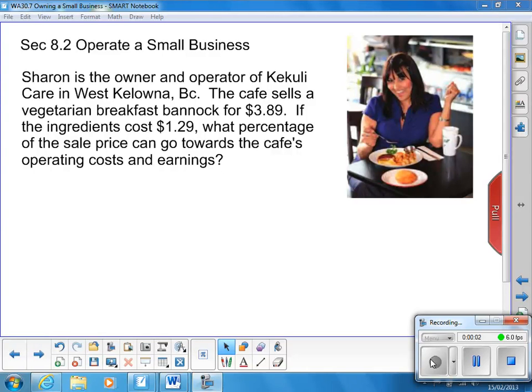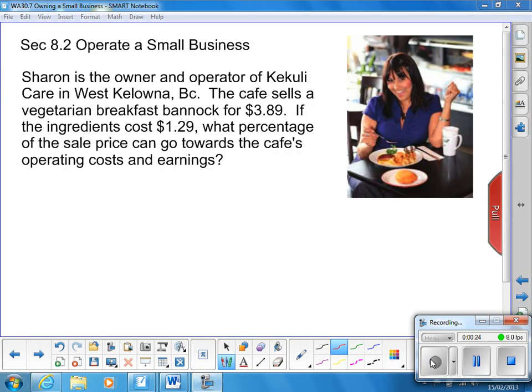Today's lesson is operating a small business. Sharon is the owner and operator of a cafe in West Kelowna, BC. The cafe sells a vegetarian breakfast bannock for $3.89. If the ingredients cost $1.29, what percentage of sale price can go towards the cafe's operating and earnings?